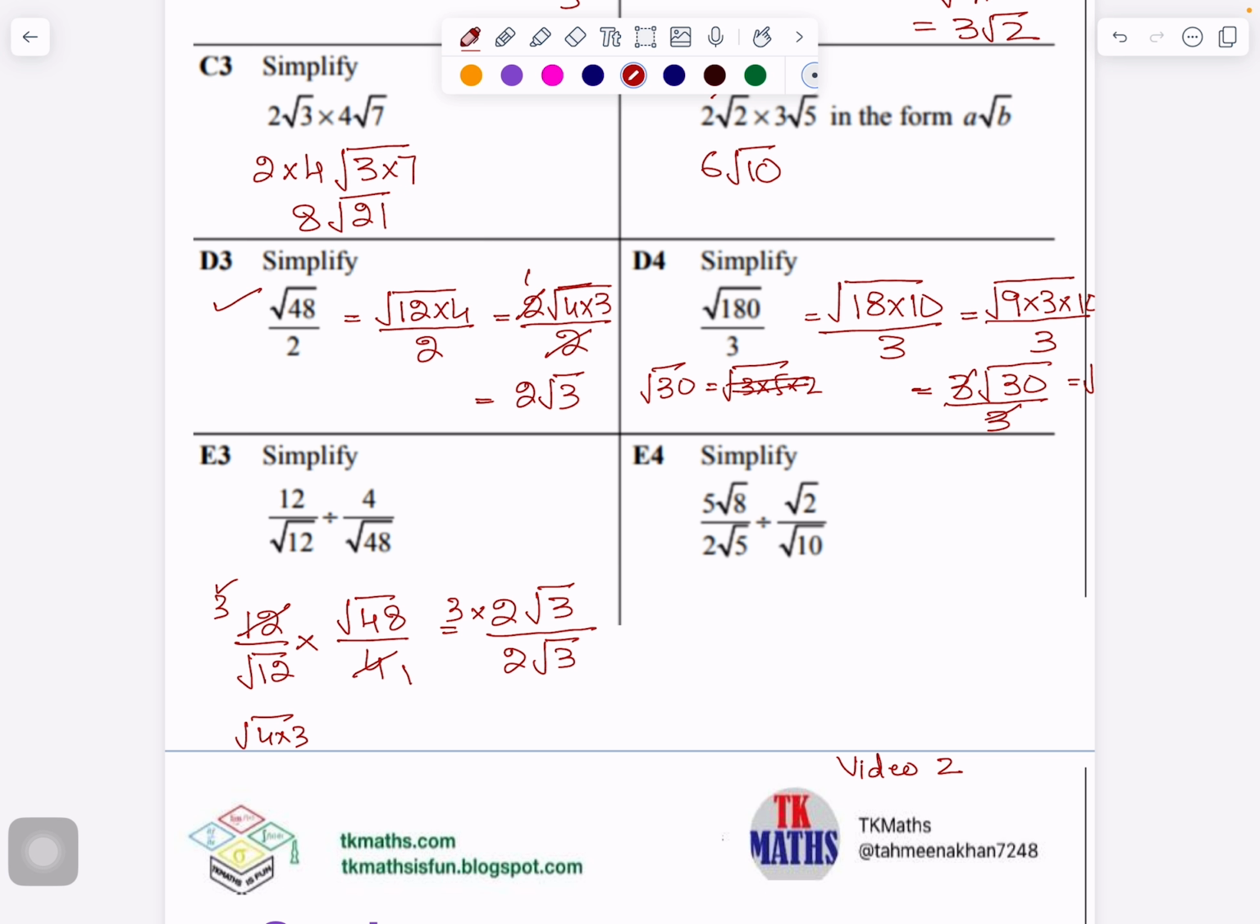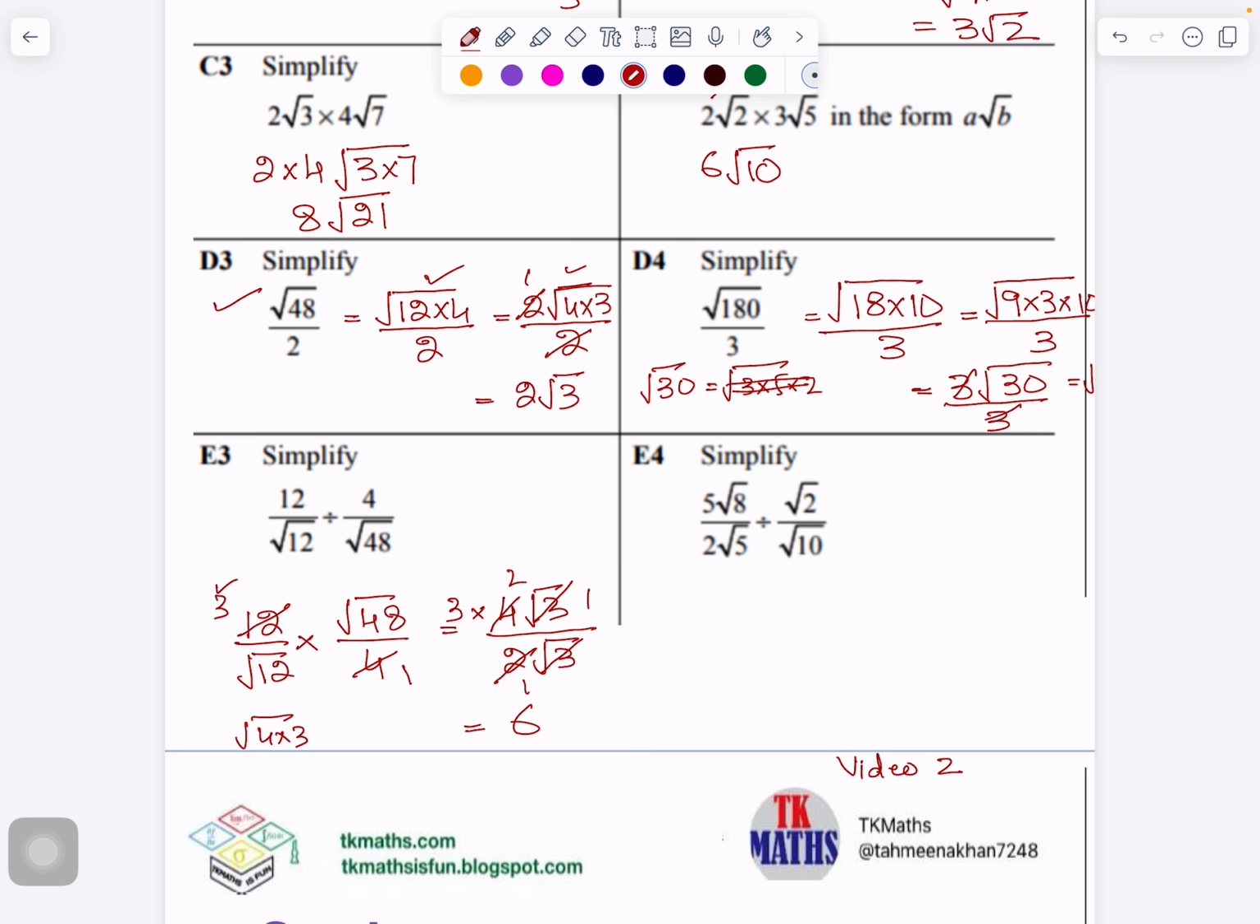Oh, there is a mistake, sorry. Root 48 is only this numerator part, not this whole thing. This thing was divided by 2, my mistake. So root 48 is equal to 12 times 4, which is 4 times root 3. So now I can cancel it. So my answer will be 6.